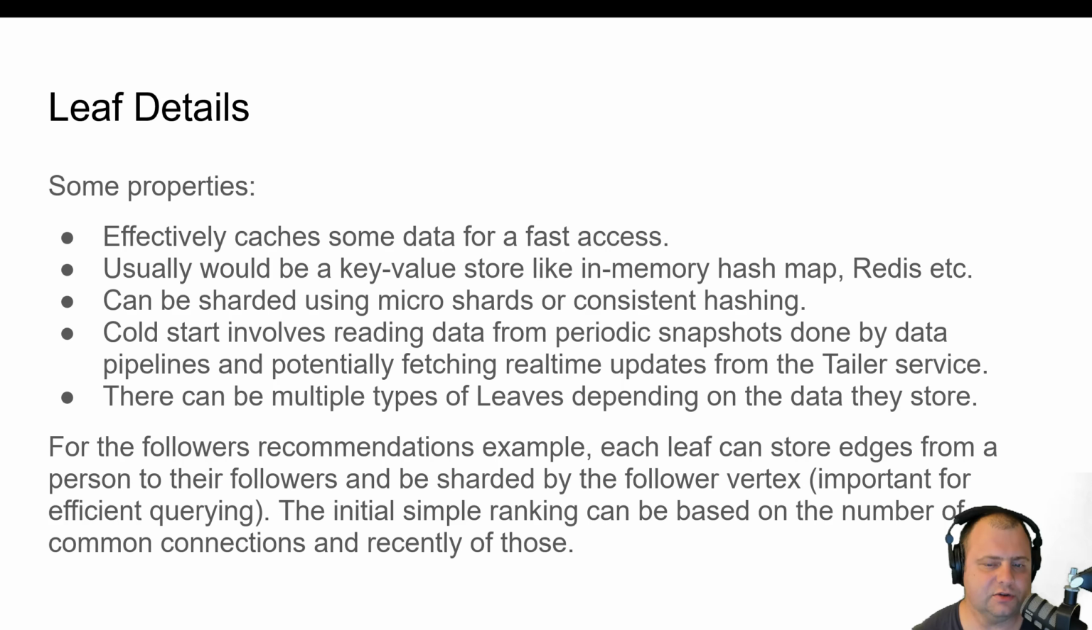Leaves can be sharded using micro shards, where the data is split into a lot of small shards based on some hash, and then each leaf instance gets some portion of micro shards. Or another alternative is to use consistent hashing with a hashing ring. If you haven't heard of it, I suggest you check it out. There are a lot of materials on that.